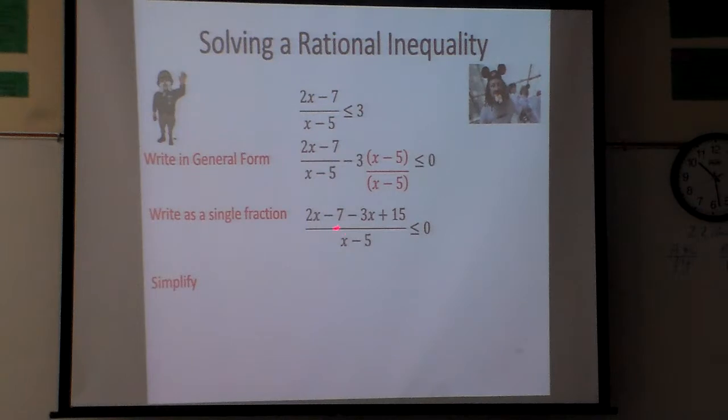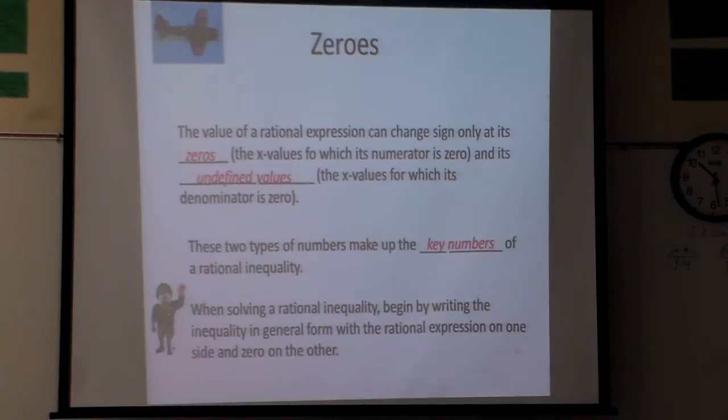Now I can simplify by combining terms. The thing is here, 2x minus 3x will be a negative x, and negative 7 plus 15 will be 8. And notice this is less than or equal to what? 0. I have to have the one side set to 0. And now what I'm going to do is this, and if you watch the part about the zeros, let's go talk about that. This is where the zeros come in.